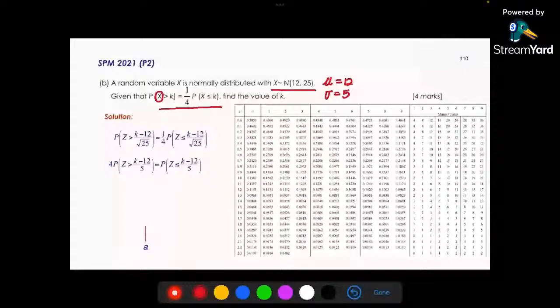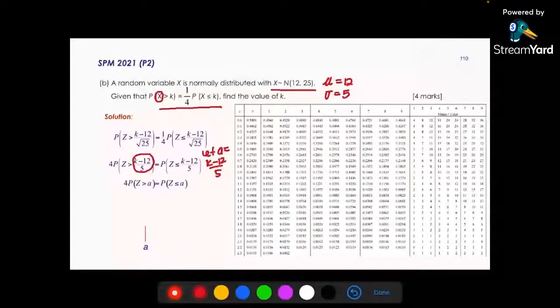Let's say in this case kita nampak the value here is quite similar. It's similar actually, so I want to make it simple. I let A become (K minus 12)/5. Kita tuliskan, kita ringkaskan. So you akan dapat like this: P(Z more than A).